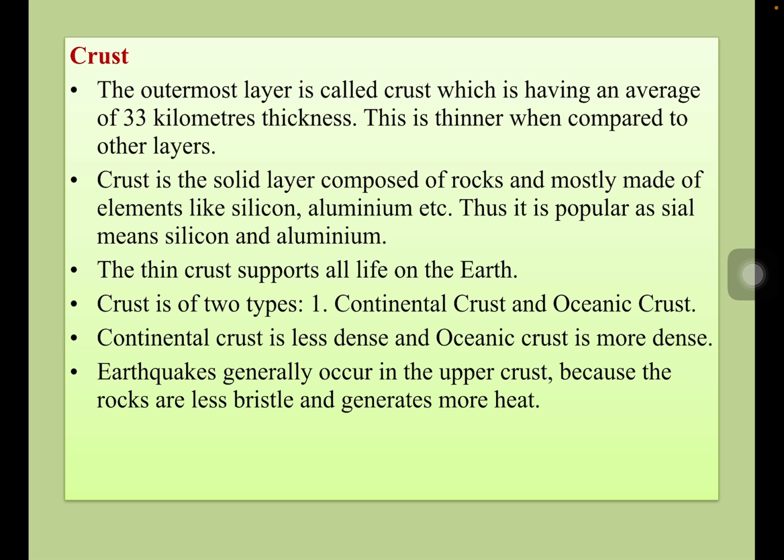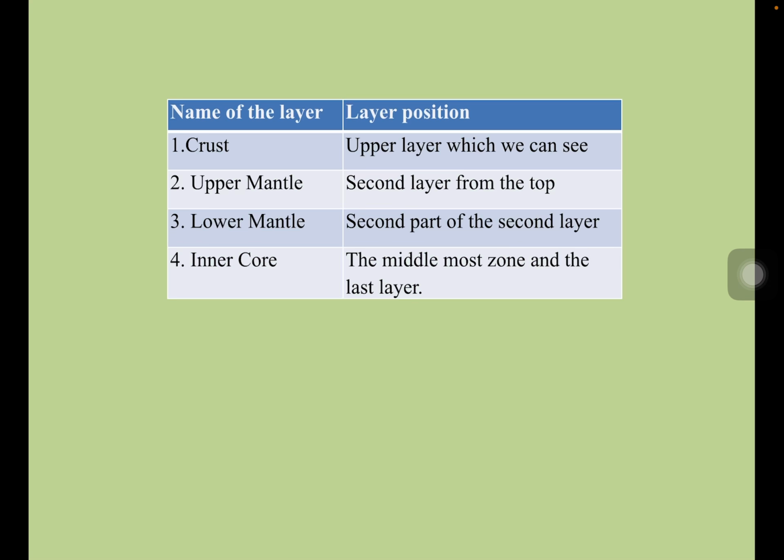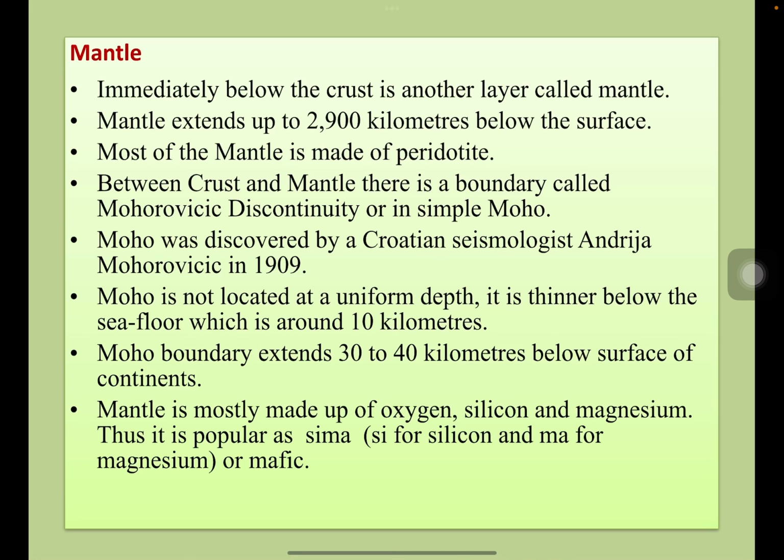Crust is of two types: continental crust and oceanic crust. Continental crust is less dense and oceanic crust is more dense. Earthquakes generally occur in the upper crust. A brief table is given for you to memorize about the layers of the earth.